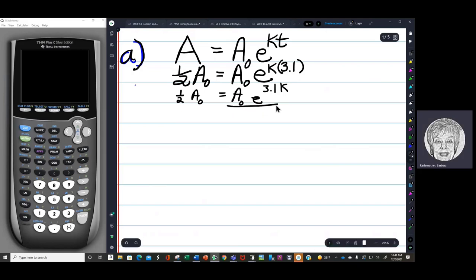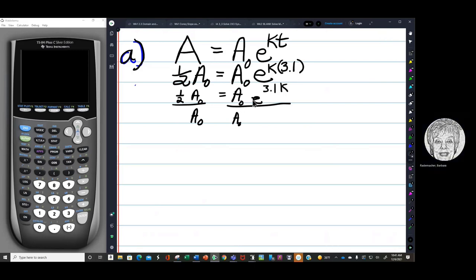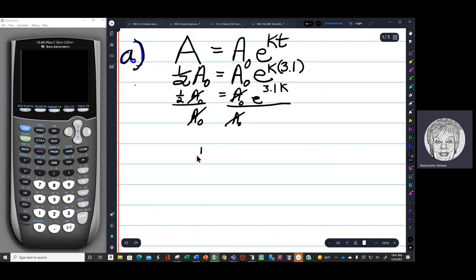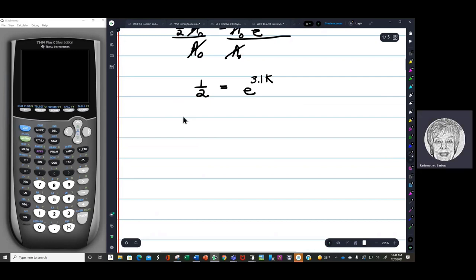All right, the first thing I always do when solving one of these equations is I divide by the number in front of e. That causes it to cancel out. Notice how close this is to doubling time, where you're left with only a 2 over here. Now we're left with 1/2. All right, so I take the ln of 1/2 equals the ln of e to the 3.1k.